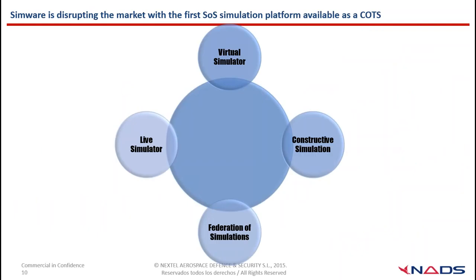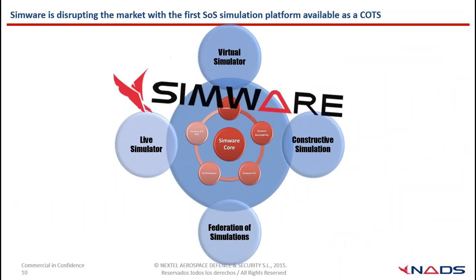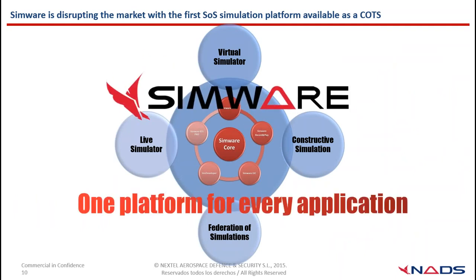Because of that, we have developed Simware. Simware is the first simulation platform available as a commercial product that allows you to build any kind of simulation solution with a common architecture. Using Simware, you can build any kind of simulator, virtual, live, or constructive, and you can also use Simware to link everything together into a federation.